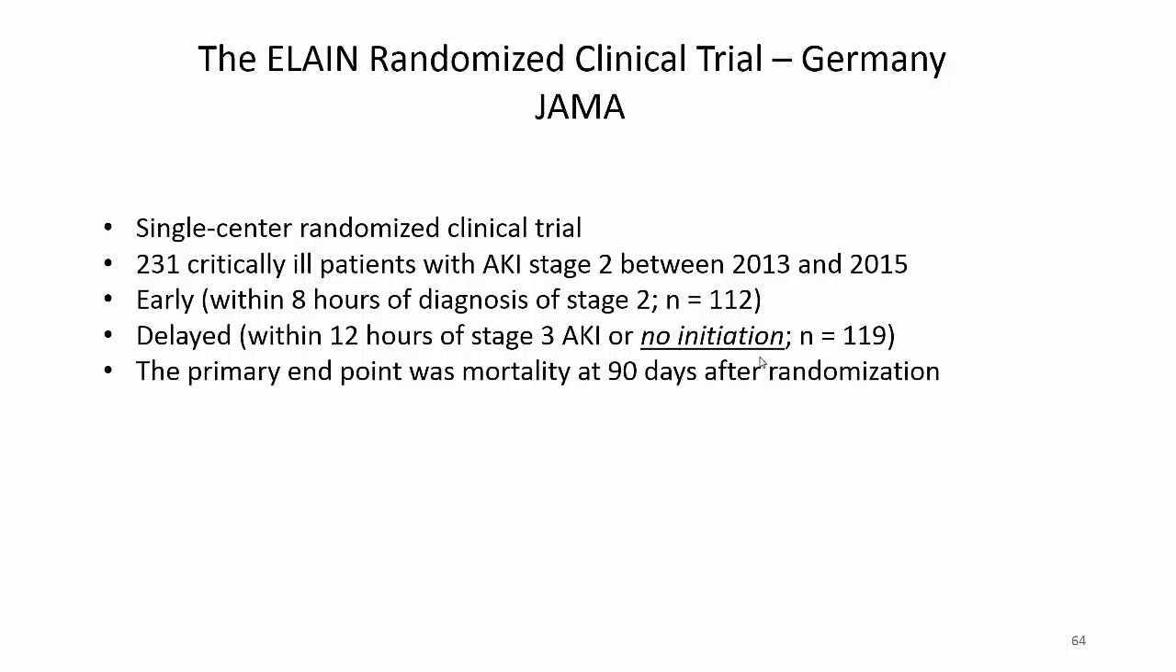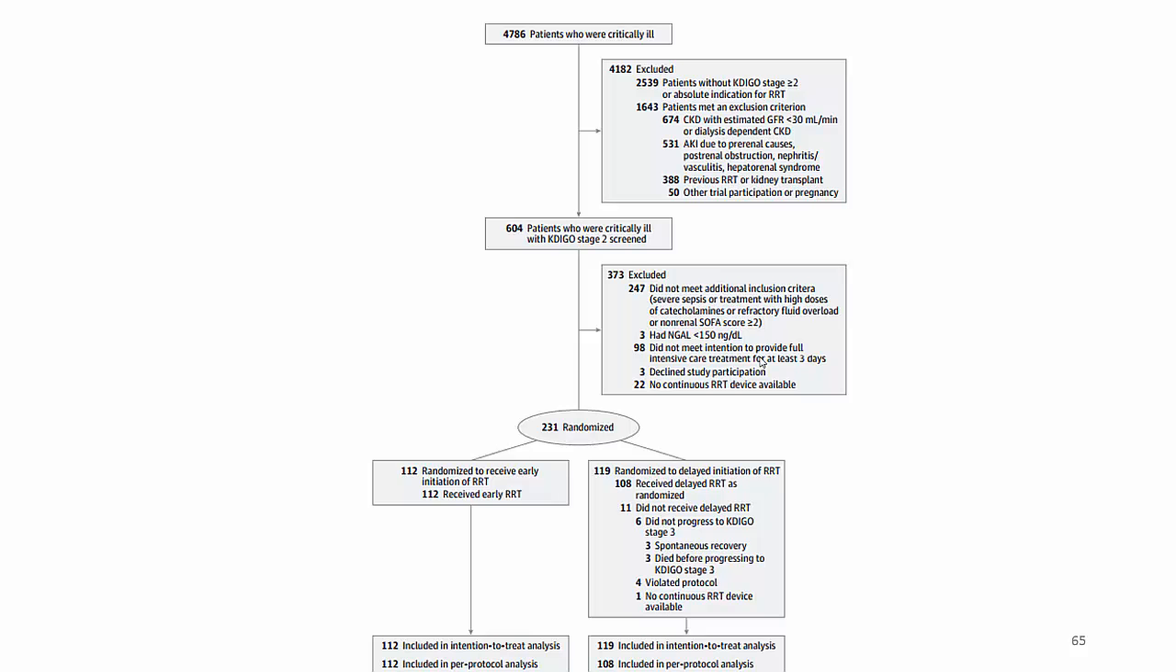And patients who ended up in the early group, some would argue that they're not sick, but the baseline characteristics are actually similar. The primary endpoint was again mortality at 90 days after randomization. And this is the algorithm of exclusion. As you can see, they excluded a great deal of these patients for a variety of reasons.